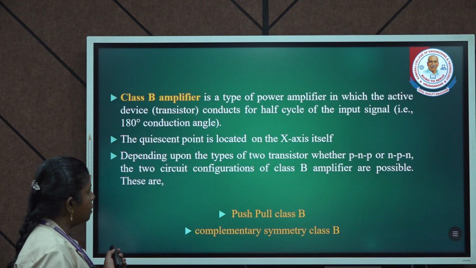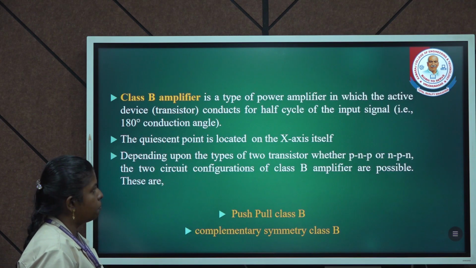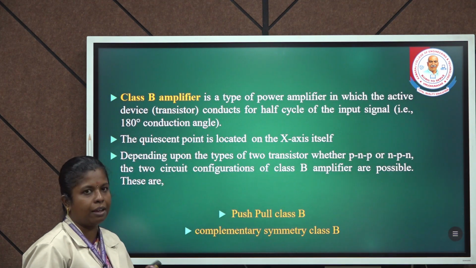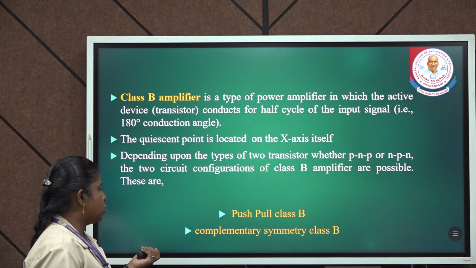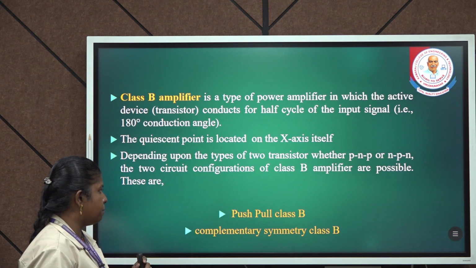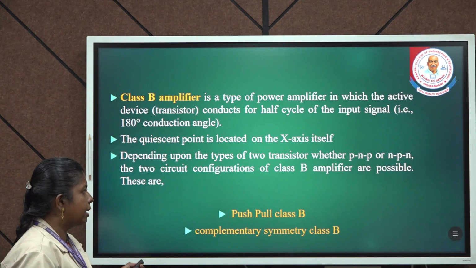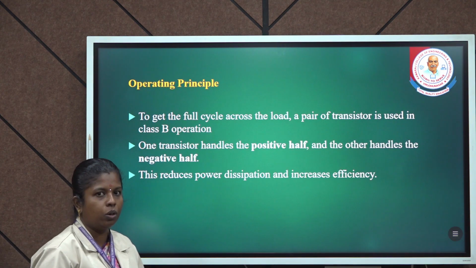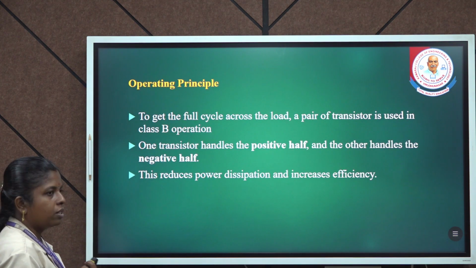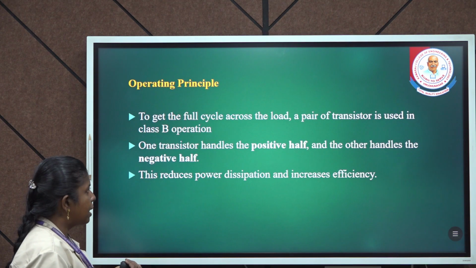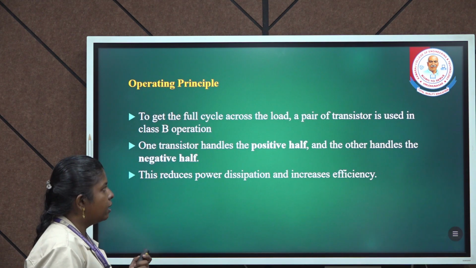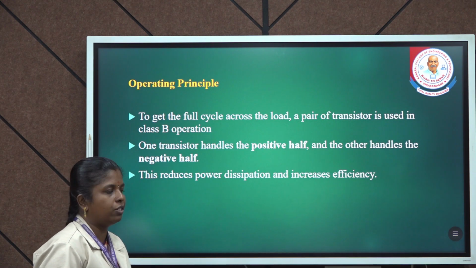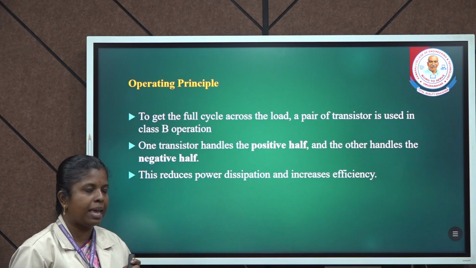Depending upon the types of the two transistors, whether PNP or NPN, two circuit configurations of Class B amplifiers exist, and they are the push-pull Class B amplifier and the complementary symmetry Class B amplifier. As the operating principle, to get the full cycle across the load, a pair of transistors is used in a Class B amplifier. Here one transistor handles the positive half cycle and the other handles the negative half cycle. This reduces power dissipation and increases the efficiency. This is the significance of the Class B amplifier.